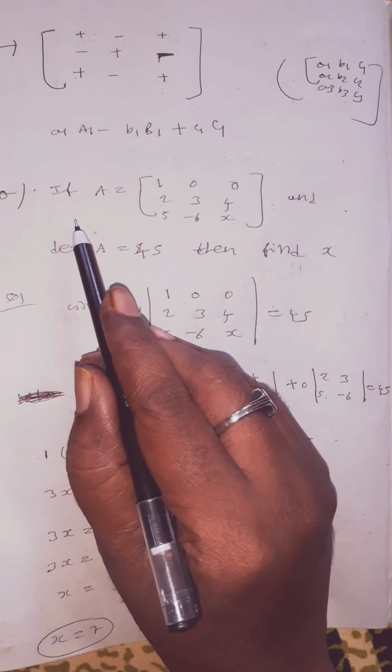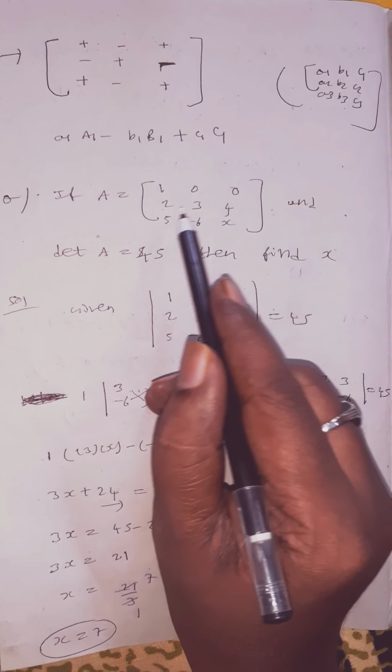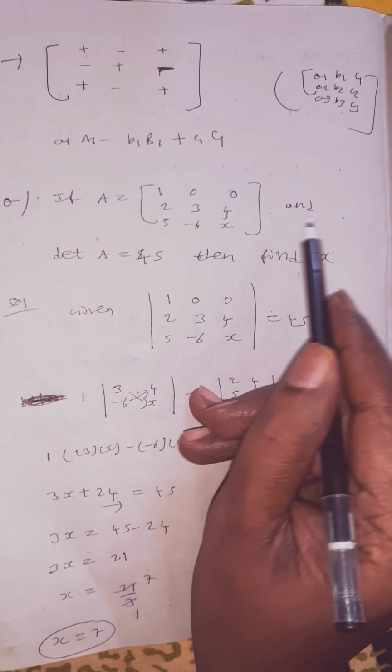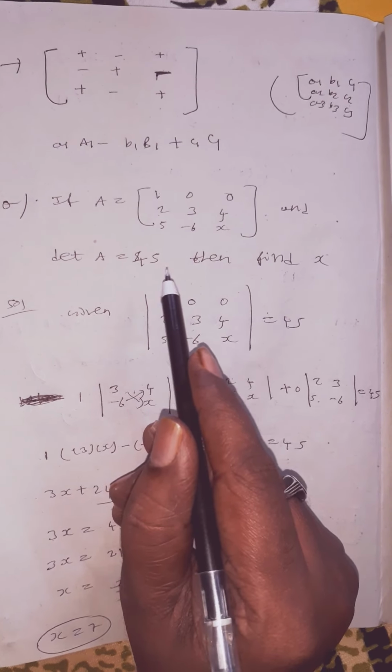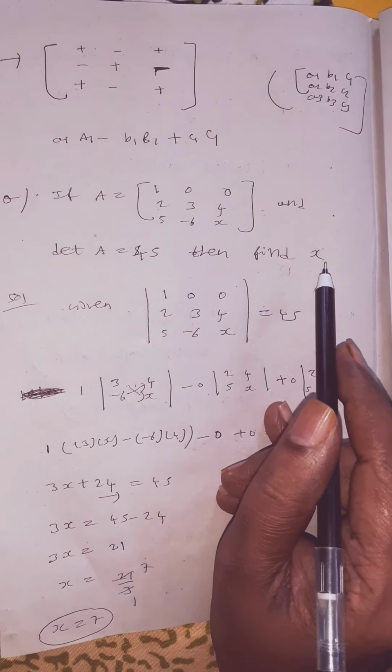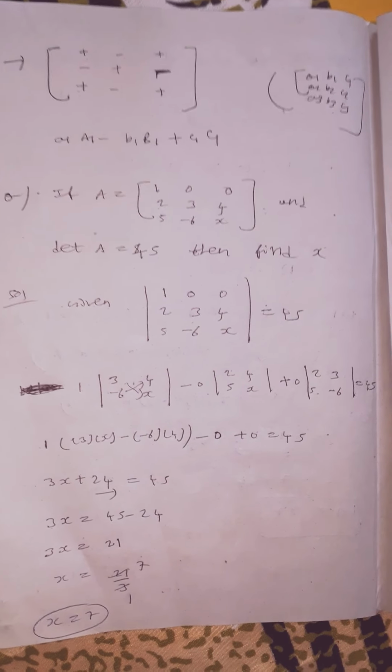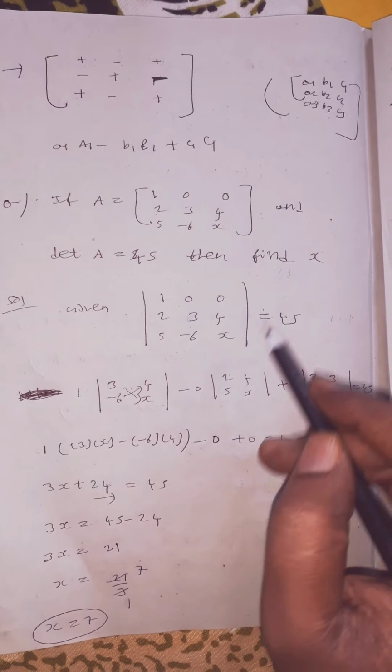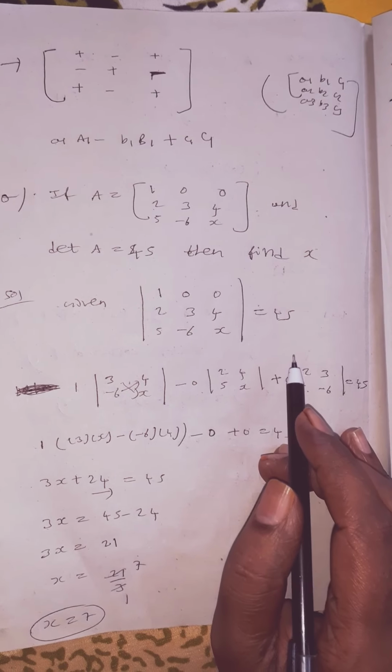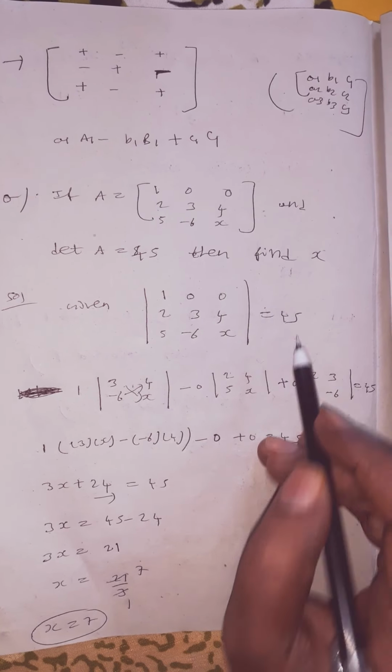See, we will take the next example. If A is equal to 1 0 0, 2 3 4, 5 minus 6 x, and determinant of A is equal to 45 is given, then it is asking to find x. So this is a very important problem. So the given determinant is denoted by mod. So this determinant is given as 45.